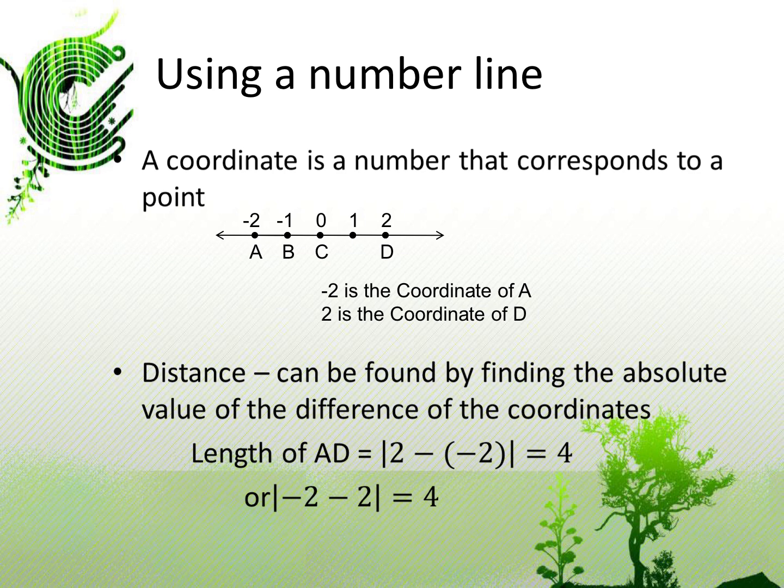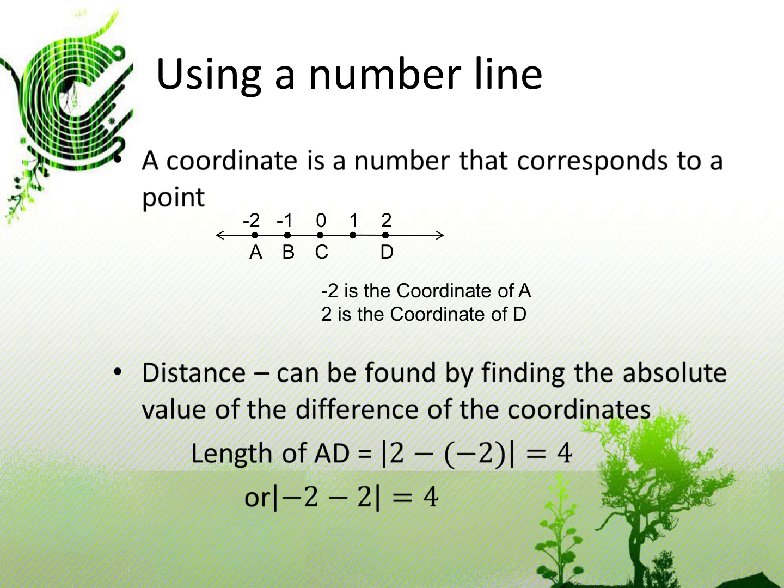When we want to find the distance from one point to another, what we're going to do is find the absolute value of the difference of the coordinates. Now, when you find the absolute value of a number, what we're doing is figuring out how far away is that number from 0. An absolute value always makes the number or the answer positive. So distance will never be a negative number.